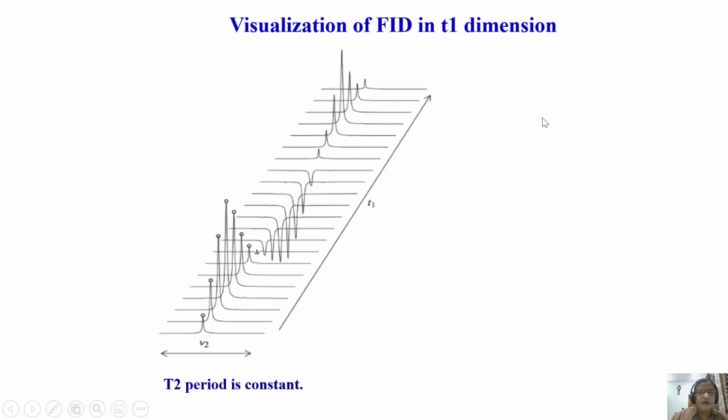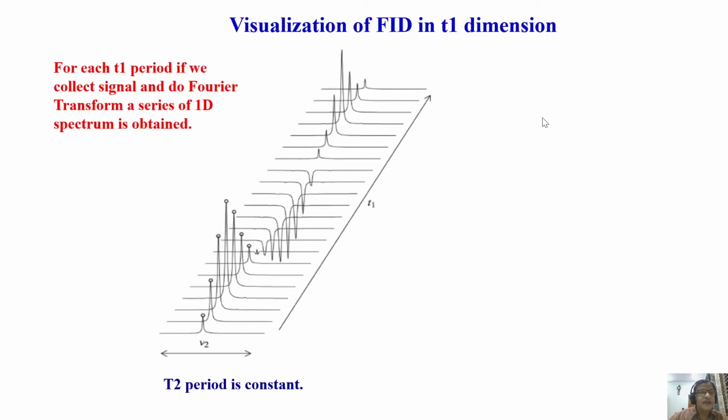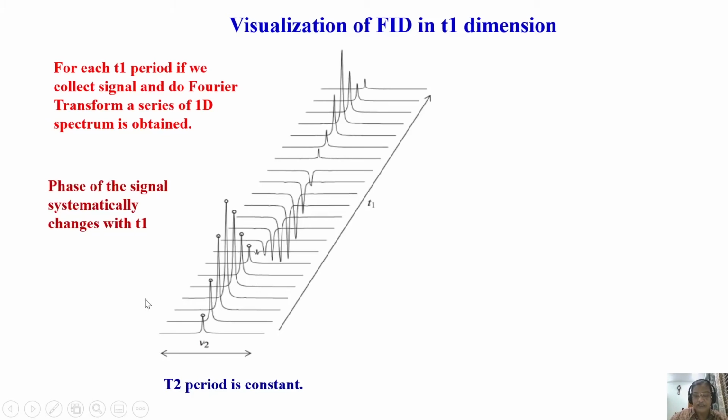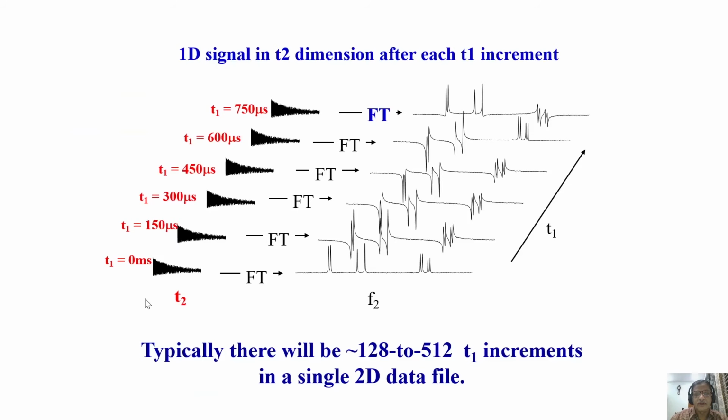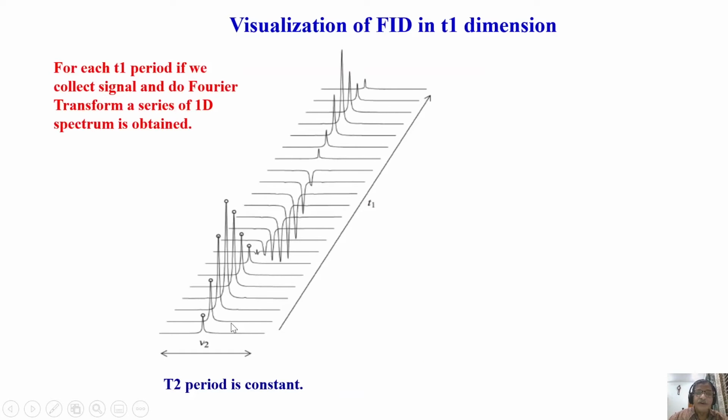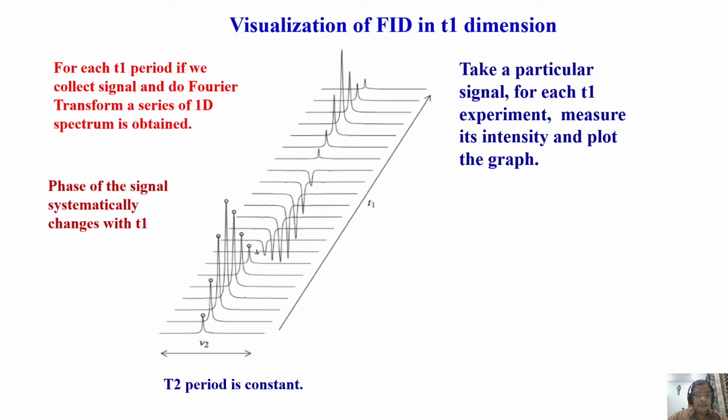Now what we can do is, for each T1, if you collect the signal and do Fourier transformation, you get a spectrum. Let us do one thing. We collect only one of the signals. Let us say in this case you have collected one signal like this, any one of them. See how it is varying. If you collect only one of them, follow the intensity pattern as a function of T1. This being constant here. Now what is happening?